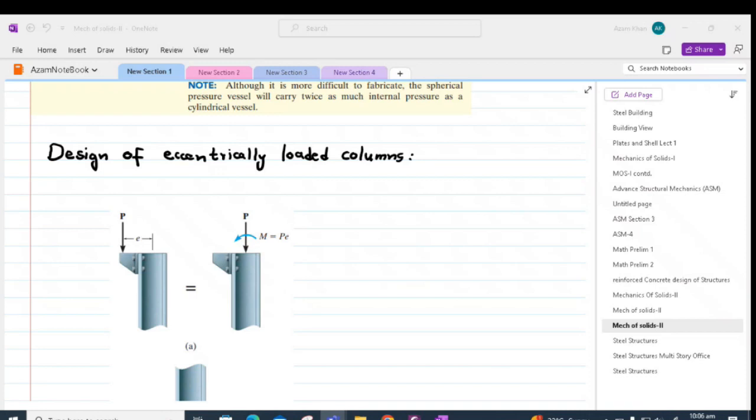Hi everyone, let us discuss design of eccentrically loaded columns. Columns are normally designed for axial loads. However, in practice, it is very hard to apply load directly on the neutral axis. Most of the time, the load is eccentrically loaded. Hence, in addition to the axial stresses, we would have flexure stresses developed in the columns. Therefore, the eccentrically loaded column topic is very relevant to today's discussion.